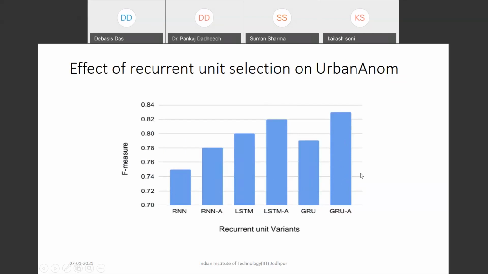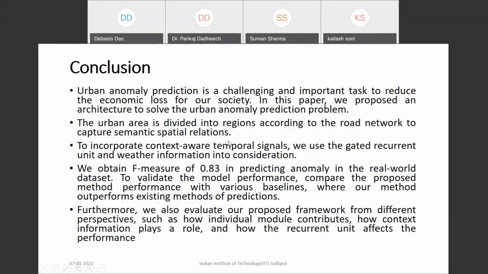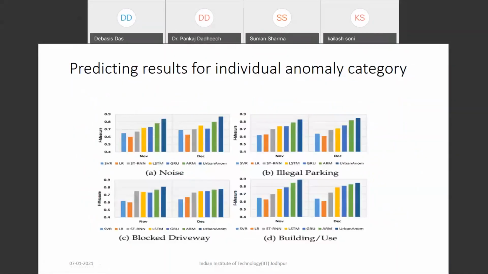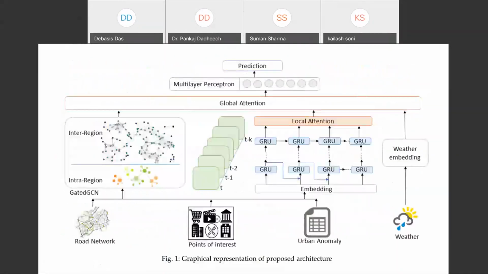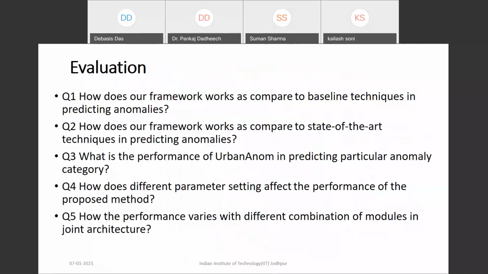Now this one is about what the challenges are in this case. First we compare this technique with the prediction of the anomalies with the baseline techniques, the second is the state of the art, and the third is your own performance based on your own scheme, the one you want to propose.